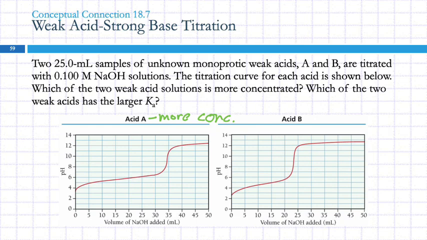Essentially, you could think of a strong acid as having an infinitely large Ka, right? So if I have a bigger Ka, I should be closer to 7. Does that make sense? Because it's more like a strong acid. So this one looks like it's around 10. This one looks around maybe 8.5, 9. They look the same.